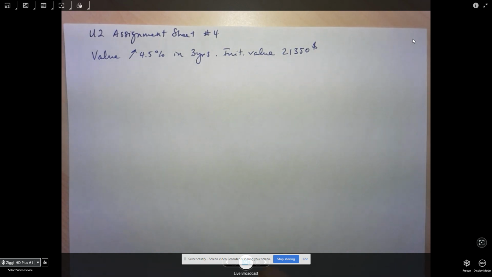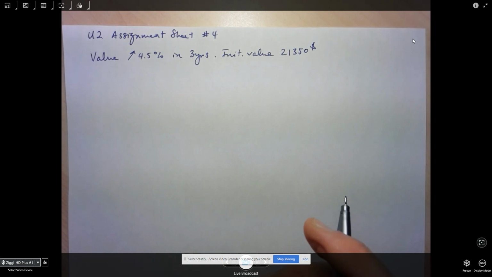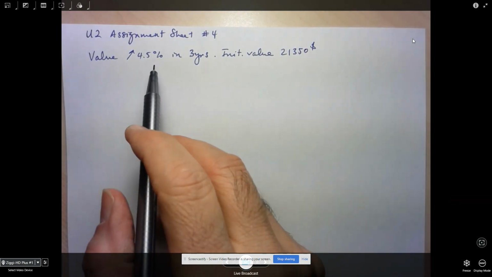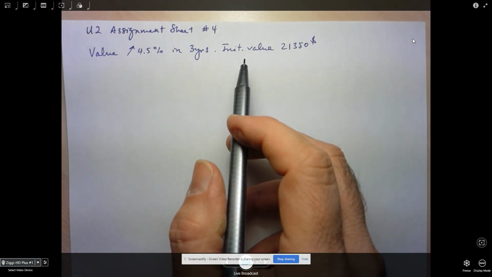Hi folks, we're going to take a look at number 4 from the Unit 2 assignment sheet. So they tell us that the value of an Olympic medal goes up by 4.5% in 3 years, and they tell us that the initial value is $21,350.